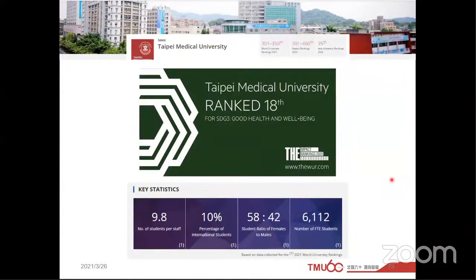Okay, and in the end, I'm going to show you TMU. We are only 60 years old, but we keep moving, keep making progress in research and education. Here is the recent ranking, 18 in PhD state. Hey, what happened?